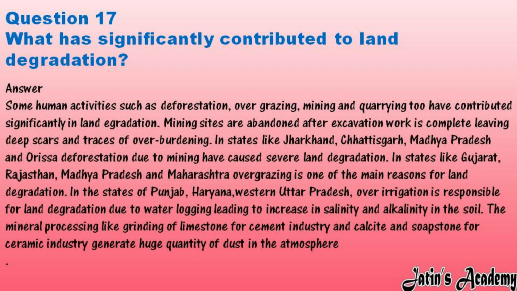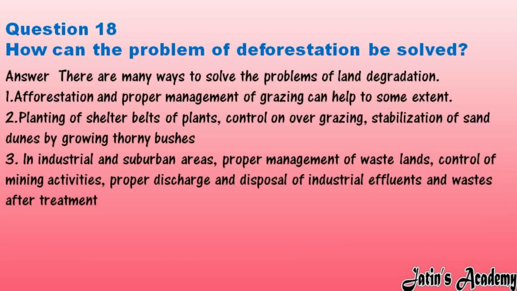In the states of Punjab, Haryana, and Western Uttar Pradesh, over-irrigation is responsible for land degradation due to water logging, leading to an increase in salinity and alkalinity in the soil. Mineral processing, like grinding of limestone for the cement industry and calcite and soapstone for the ceramic industry, generates huge quantities of dust in the atmosphere.